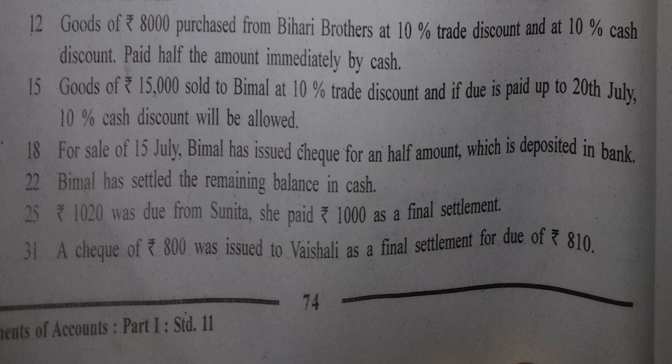Okay. Firstly, goods have been purchased, so purchase account debit. Which amount are you going to write? You are going to write down the amount after calculation of trade discount always. 10% of 8,000 is 800. The net amount is 7,200 rupees. You have purchased goods of rupees 7,200.